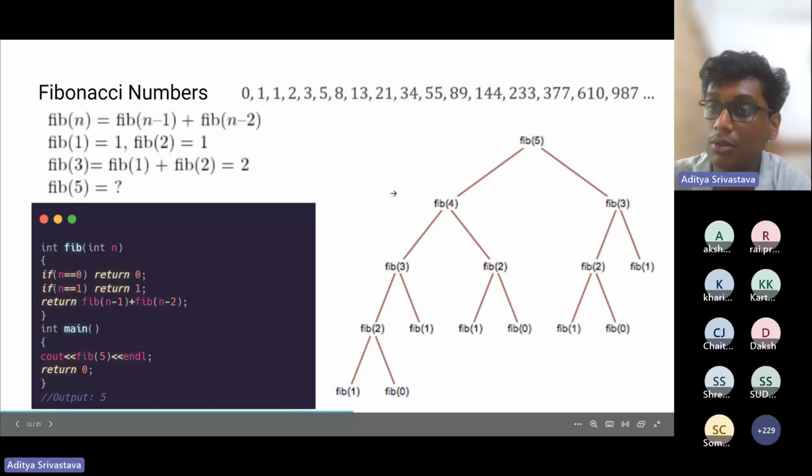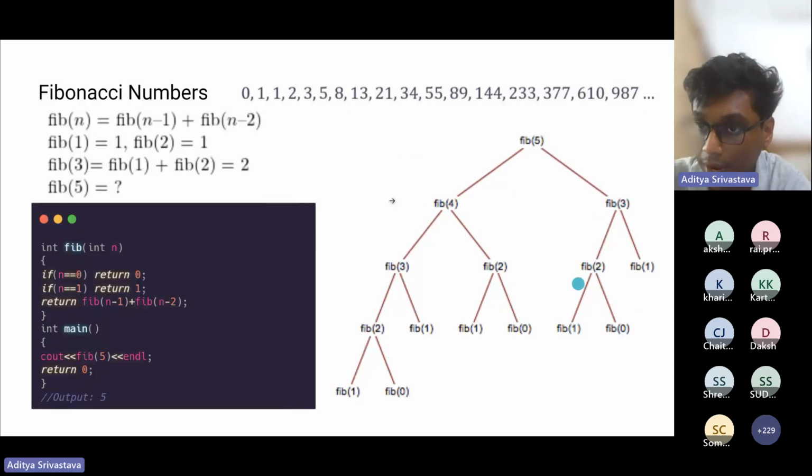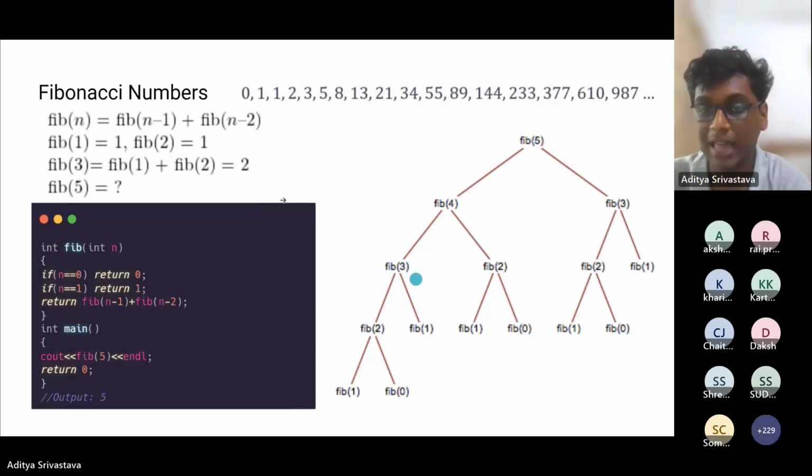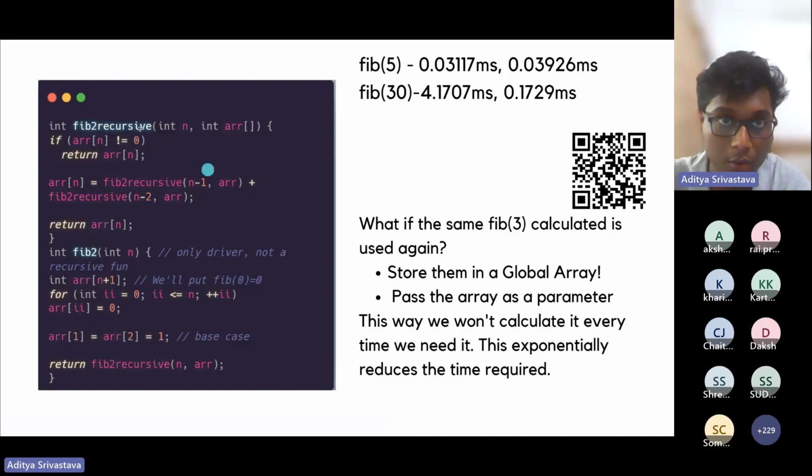If we can somehow store this value here, whatever the return value, this is what the return value of fib of 3 is going to be: fib 1 plus fib 0 plus fib 1, that is 2. If we can store it somewhere, suppose in an array, then if we encounter it here, we can just put that as the answer and we don't have to calculate this. So the number of operations will be reduced by a lot. So that's what we are going to do here.